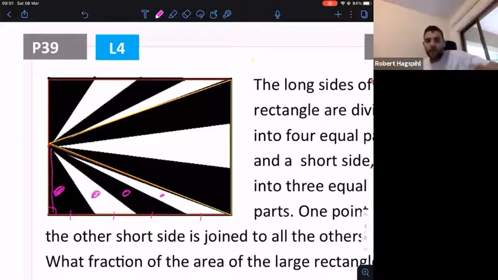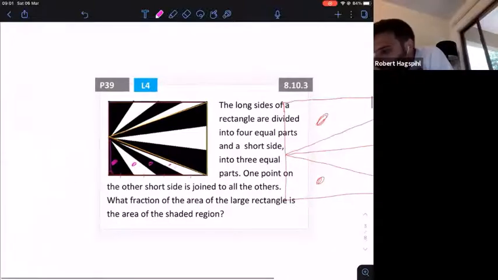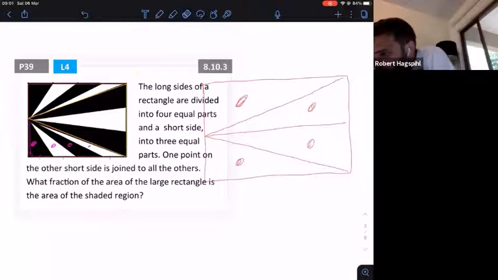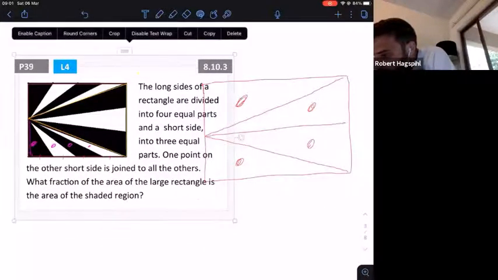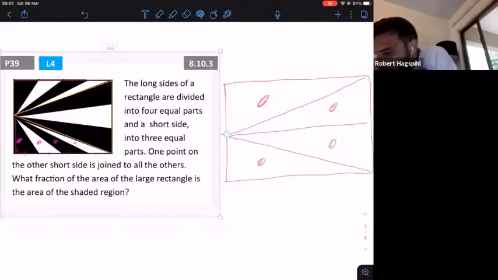Okay, so let me start this question. All right, so there's multiple different ways to do it. I'll keep moving this, so let me grab this and move it back.